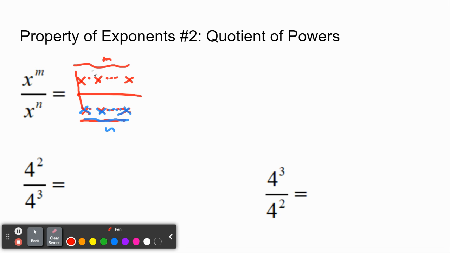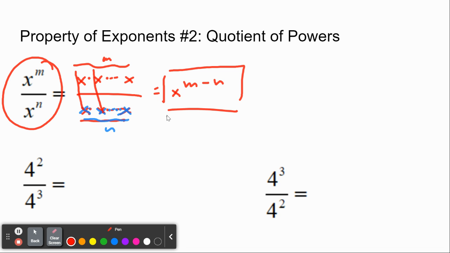We're going to cancel, we're going to cancel. So what we're doing here is we're taking the number of x's on top and subtracting the number of x's on bottom. And this is what your property is going to say. If you have a quotient or a fraction of two like bases with different exponents, you're going to subtract the exponents, top minus bottom.